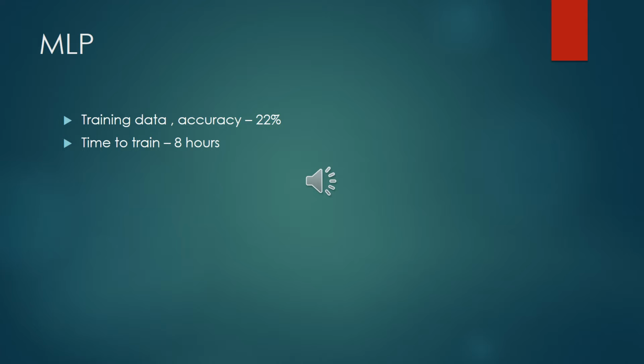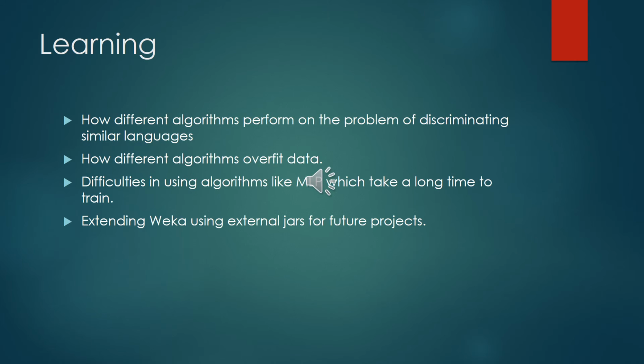Multi-layer perceptron. Actually, I'm not sure if I trained this algorithm properly. First, I tried training it for around 2 hours, but I was still getting a training data accuracy of around 22%. Then I tried training it for 4 hours and then for 8 hours, but I was still not able to increase my accuracy to more than 22%. So I stopped there and I just included my findings in the presentation.